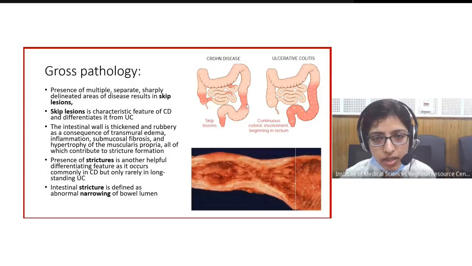That is, all the four layers are involved, right from the mucosa to the serosa. So the entire wall shows infiltration by inflammatory cells. There is a lot of edema, and there is inflammation, so the wall gets thickened, and it becomes rubbery in consistency as well. Plus also, since it's a chronic process, healing keeps going on simultaneously. So there occurs submucosal fibrosis, and also a reactive hypertrophy of the muscularis. So all of these factors will contribute to stricture formation.